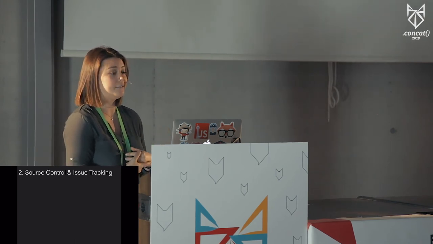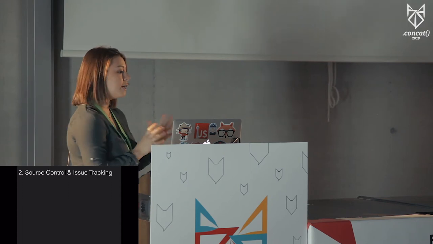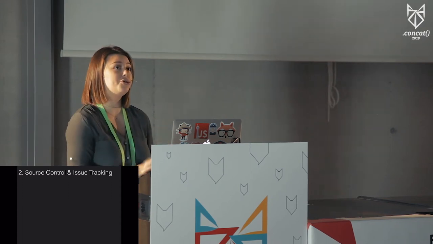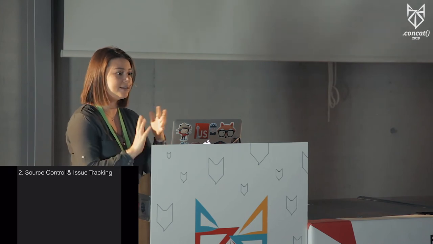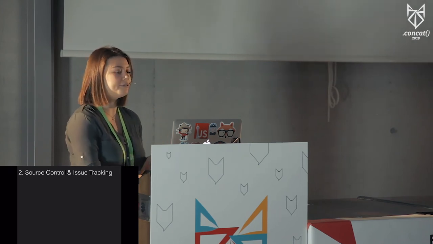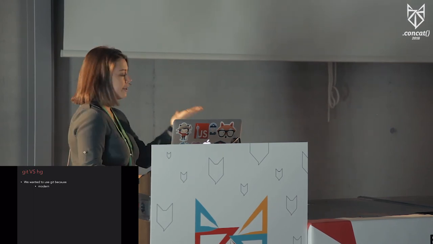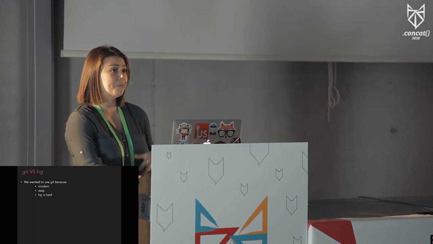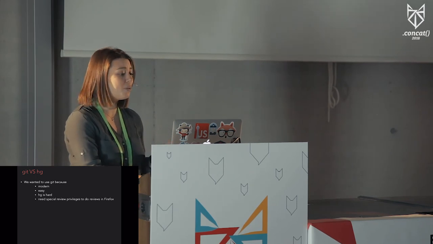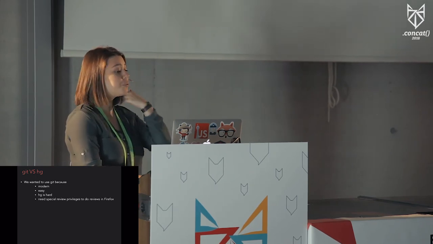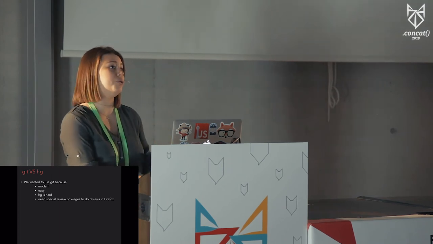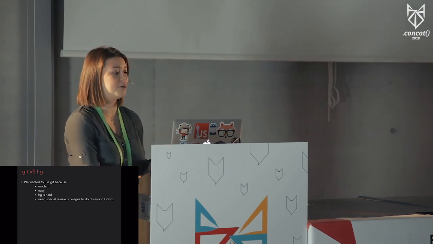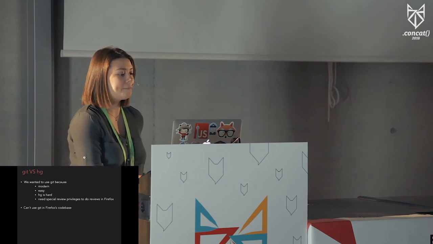So those were some of the big technical challenges we experienced when we tried to land it in Firefox. And I want to talk a little bit about the source control and issue tracking stuff. Like I mentioned, they use Bugzilla and Mercurial, and we were all about the Git stuff. So there were some conflicts there. We wanted to use Git because obviously it's modern and it's easy, and Mercurial is kind of hard to grapple with. And you need special review privileges if you want to do reviews in Firefox. Not everybody can just review a patch and land it in Firefox.